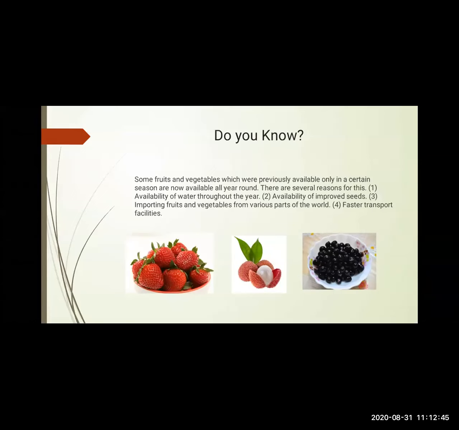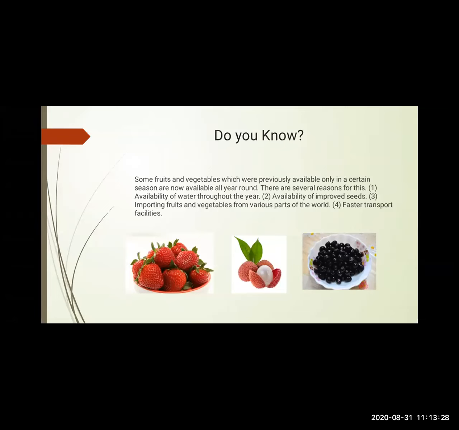They have improved the seeds. Importing fruits and vegetables from various parts of the world. We are also sending our fruits to various parts of the world. Exporting means we are giving these fruits to the outside of our country. Faster transport facility: these fruits go by aeroplane. They do not go by train or by bullock cart, by cycle, bus or car. They are going by the plane. So the fastest transport facility is available, so we can grow these fruits.